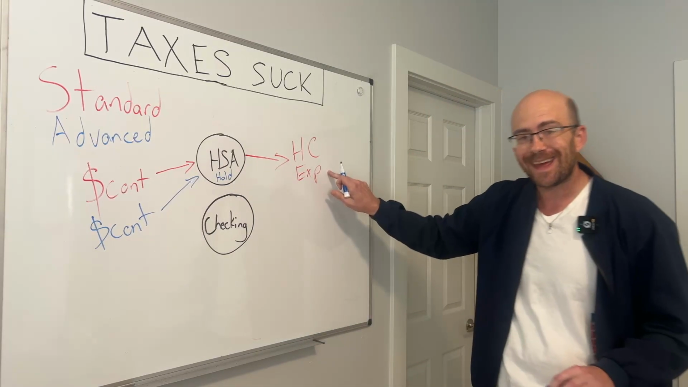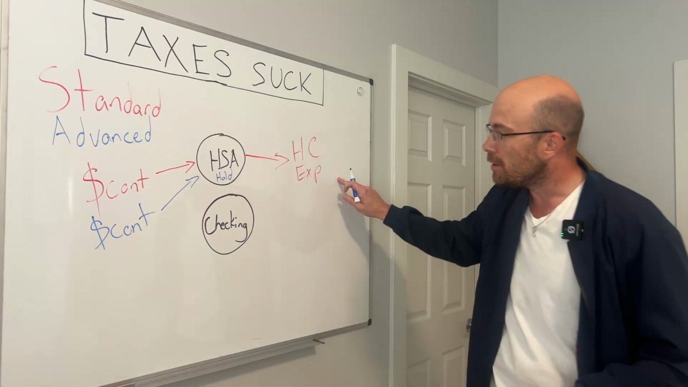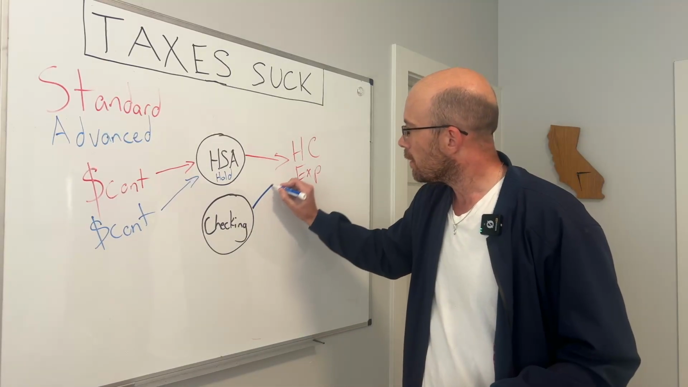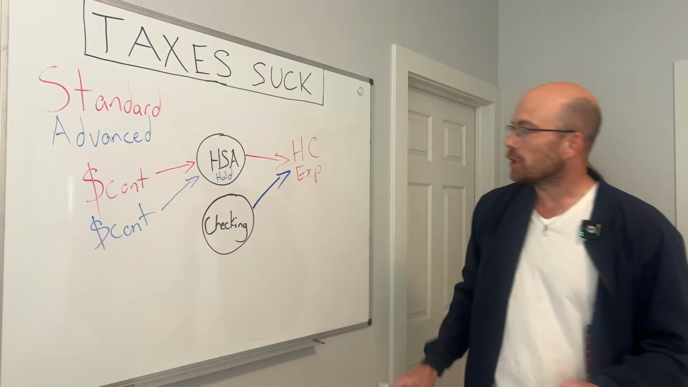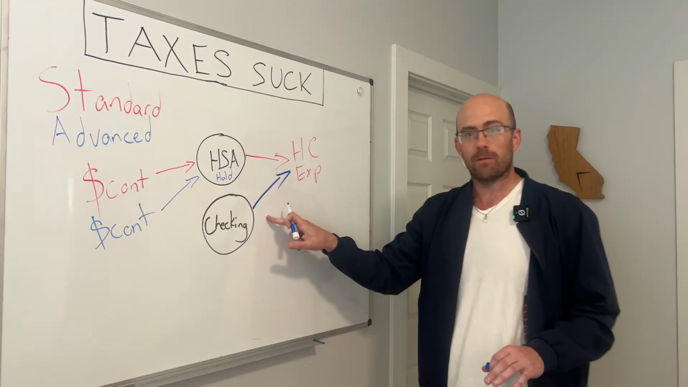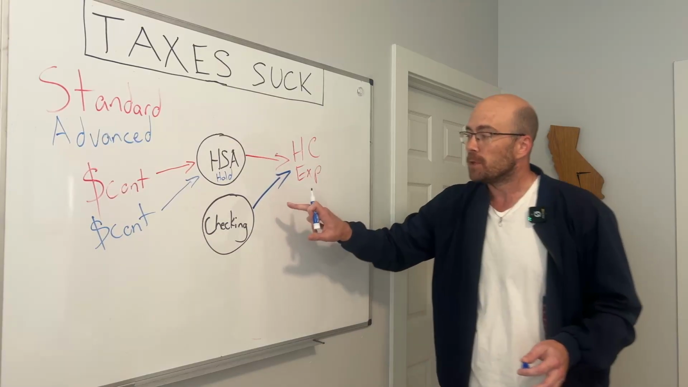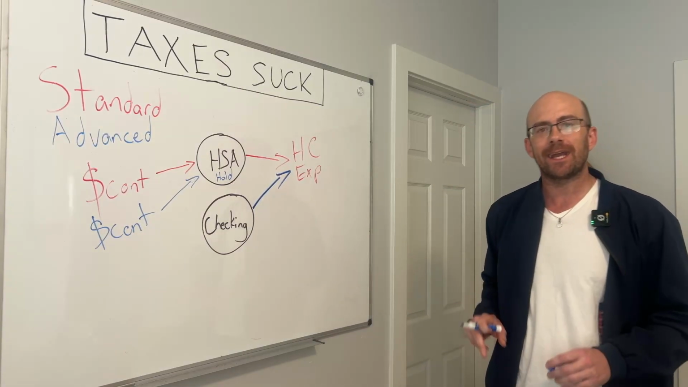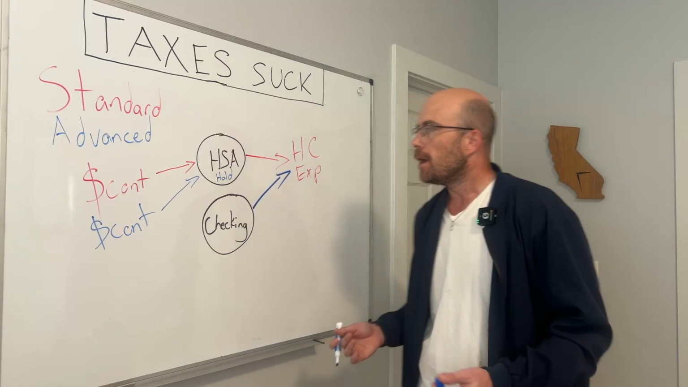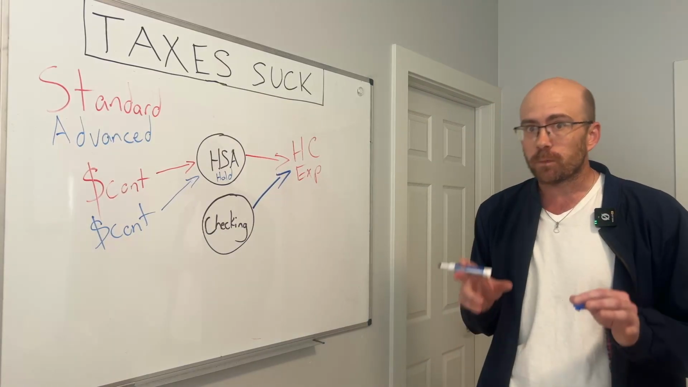How are you going to pay the healthcare expenses when they come about? You're going to pay out of your checking account. Boom, right there. So you're going to pay that. You're not using that HSA, that tax benefited money for it. You're paying directly out of your checking account, out of your own wallet, right? What opportunity is this presenting for you?